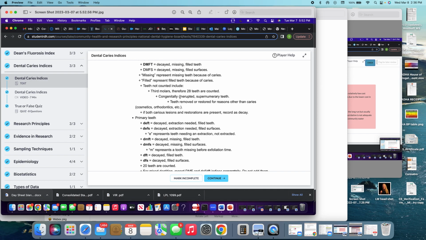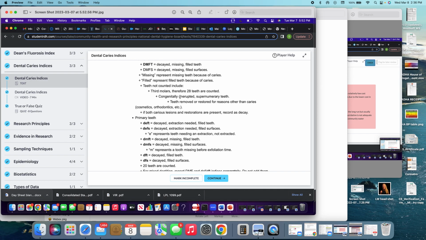A tooth versus surface index also is much faster because you're looking at like 20 to 28 teeth instead of over 100 surfaces, right? So that also makes a big difference there. So then let's talk about a couple of your specific questions you had.